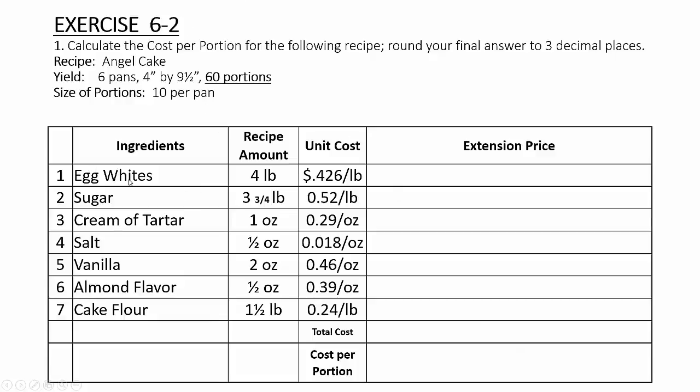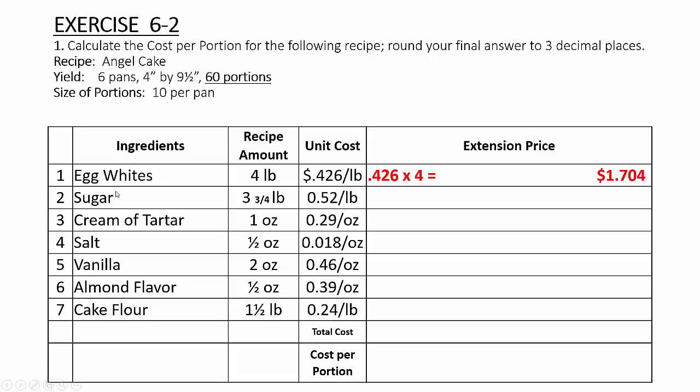Our first ingredient is egg whites. The recipe calls for 4 pounds of egg whites. We have paid $0.426 per pound. So essentially we want to extend the price, or in actuality, we want to know what 4 pounds of egg whites is going to cost us. So what we do is we take the price per pound and we multiply it by the 4 pounds we're looking for to give us this cost for egg whites. In other words, it's going to cost us $1.704 to get 4 pounds of egg whites. That will allow us to make 60 portions of angel cake.